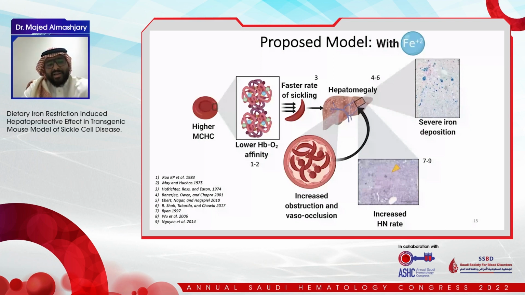Okay. With the higher MCHC, there's a lower hemoglobin oxygen affinity, and it could fasten the rate of sickling. Then that might give the hepatomegaly, and the data for it is not shown in this presentation, but the hepatomegaly and developing of hepatic necrosis with severe iron deposition because of the increased obstruction and vaso-occlusion that happens here.